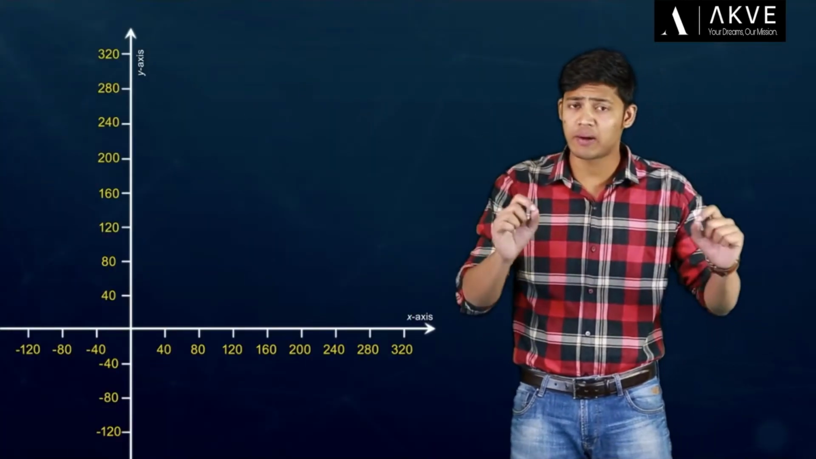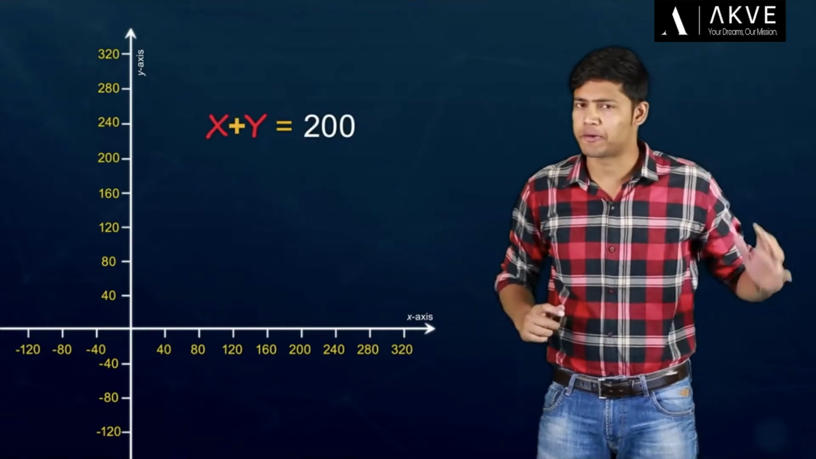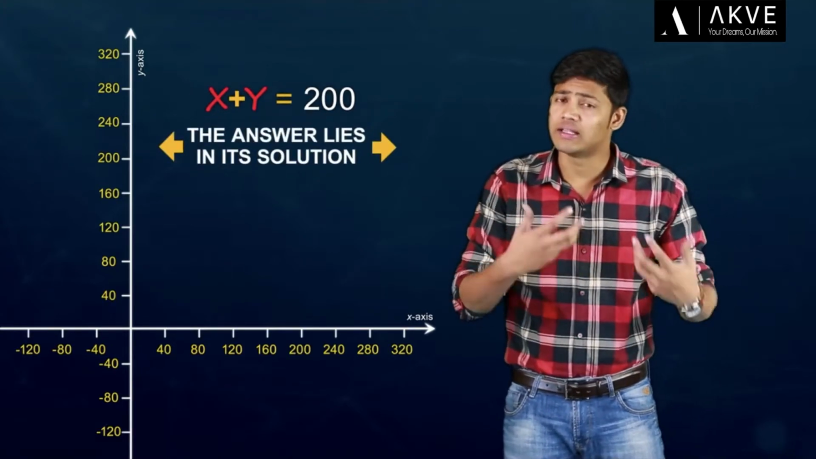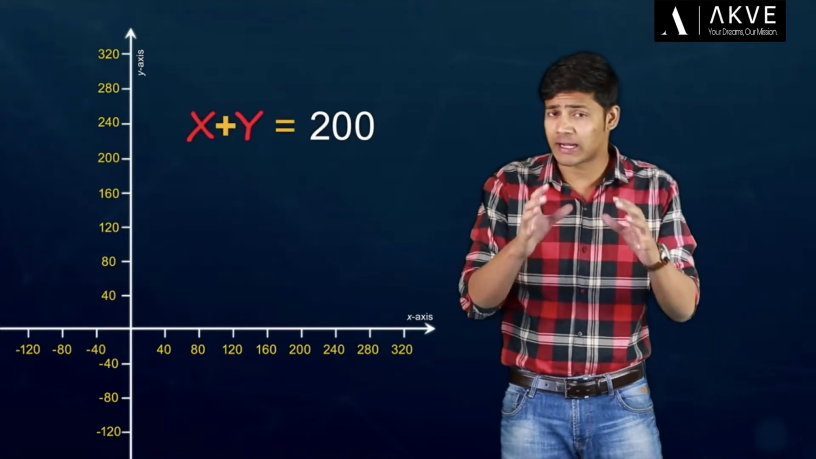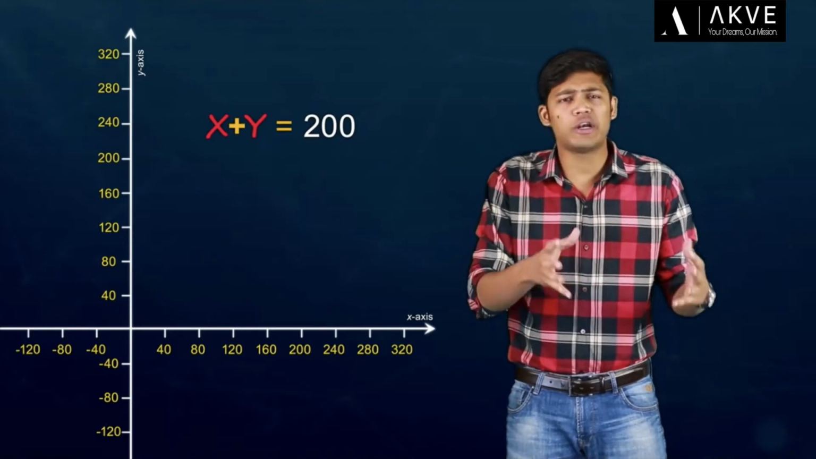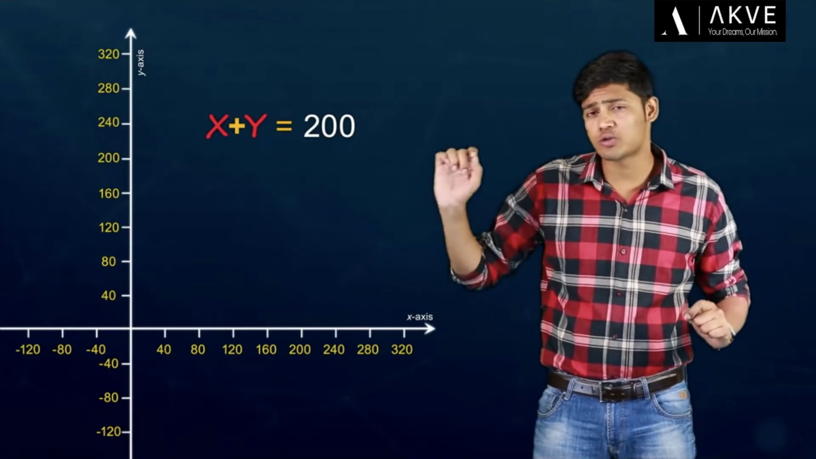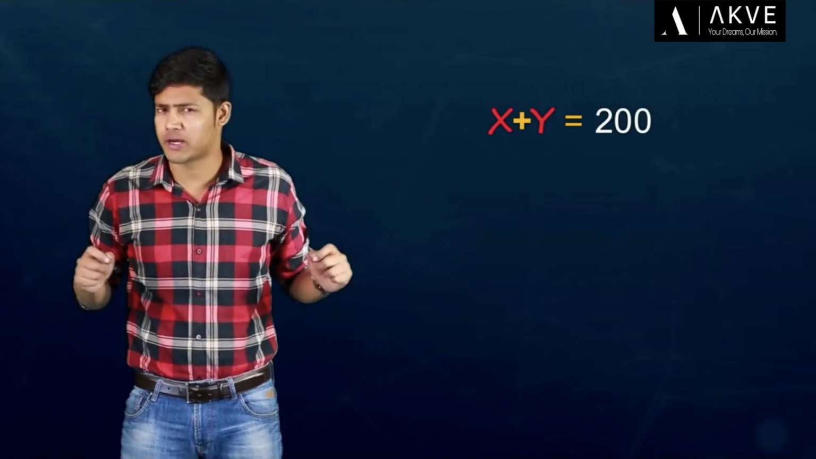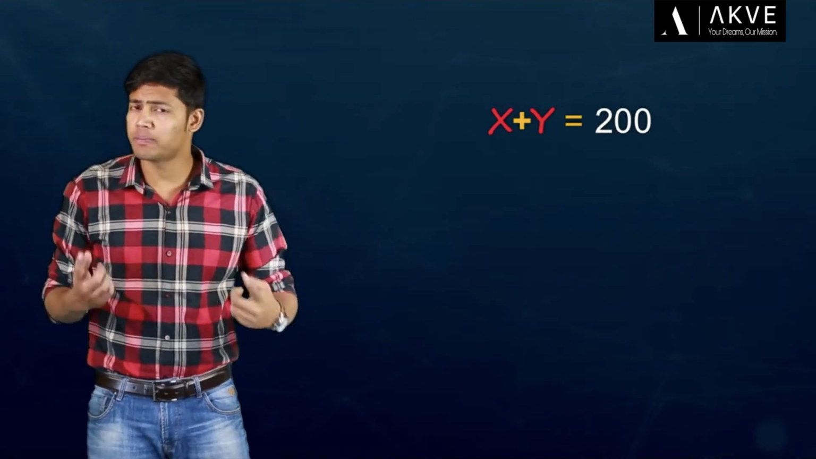Let's see how we can represent the same equation x plus y equal to 200 on the Cartesian plane. The answer lies in its solutions or the ordered pairs. Now, to represent this equation on the Cartesian plane, we need some solutions of this equation. Let us say we need some 4 solutions. Now, how do we find 4 solutions to this equation? Finding 4 solutions may sound complicated, but let me give you some tricks. We can actually do it mentally.